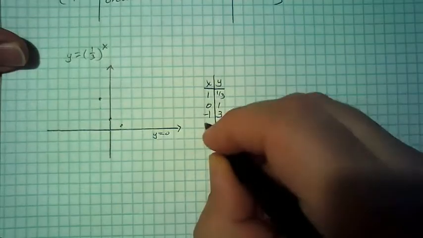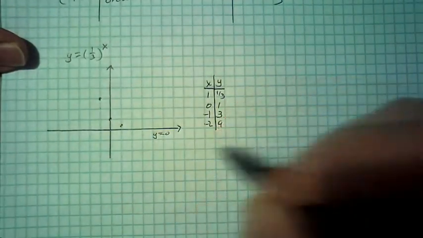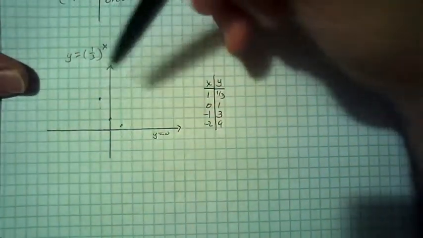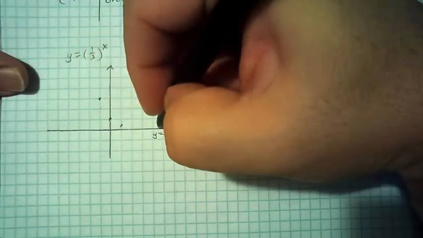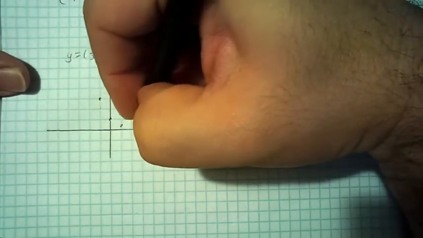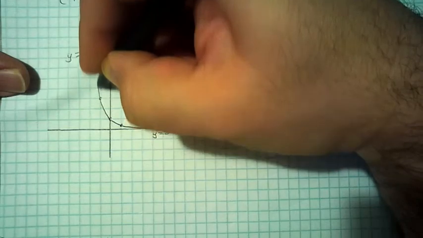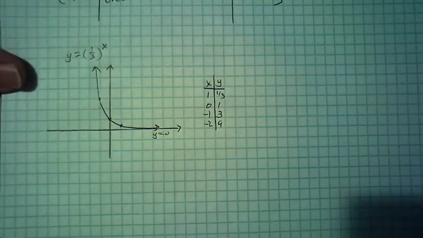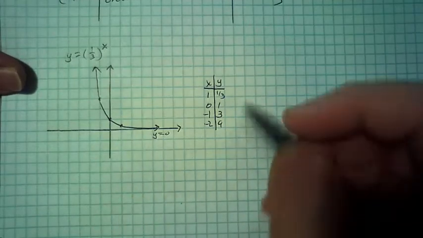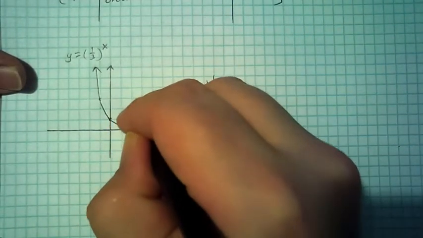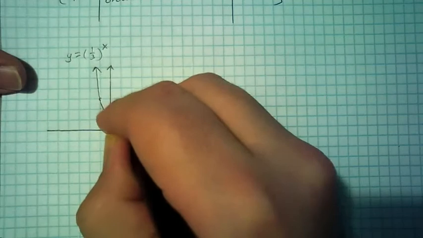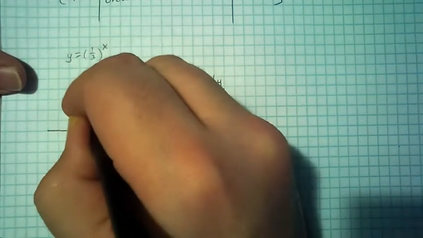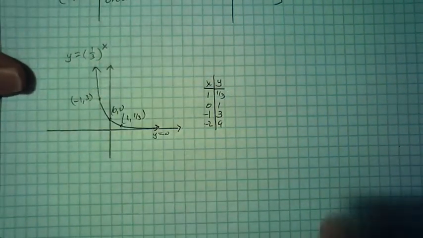And -2 would be 3 squared, which is 9, which is a bit high for this graph, and I already have 3 points, so I'm just going to draw it. Coming up from my asymptote, 3 points, nice and steep. And there's my exponential decay function. I label my asymptote. I'm going to label a couple of points, (1, 1/3), (0, 1), (-1, 3), and hey, there it is.